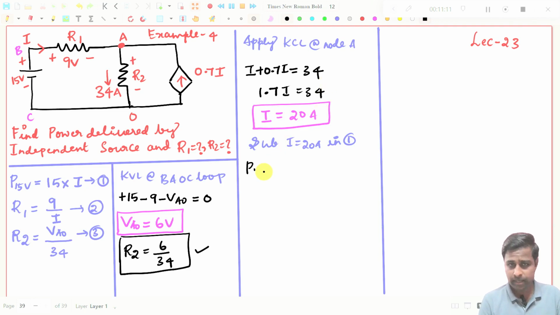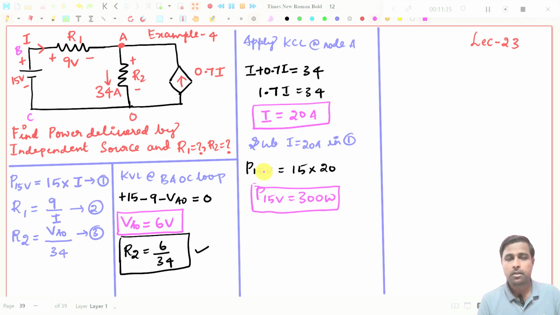If you substitute in 1, what will you get? P by 15 volt should be equal to 15 into I, that is 20. That is nothing but 150 into 2, it will be 300, right? So 300 watts. P by 15 volt will be equal to 300 watts. This is the first question asked. R2, we found, is the third question.